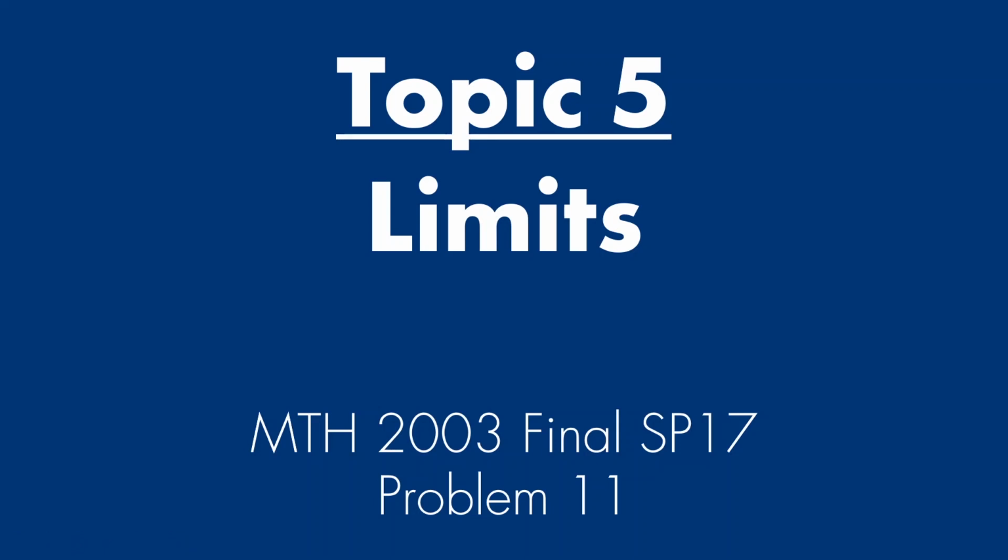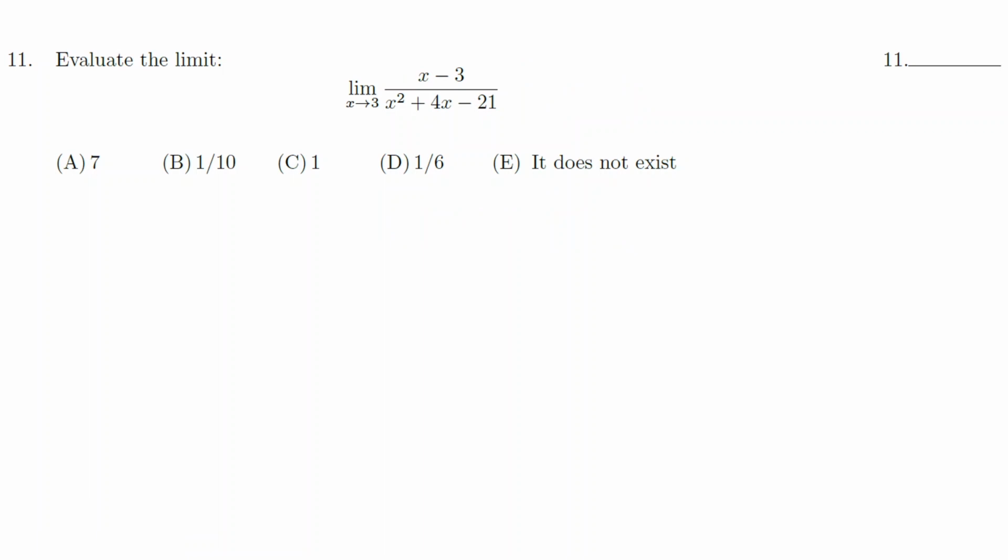Here, topic 5, limits. We're going to be looking at problem 11 from MTH 2003, final SP 17. We need to find the limit when x approaches 3 of x minus 3 over x squared plus 4x minus 21. The first thing that you always do when you have x approaches something which is not infinity is what? Plug it in. You plug in x equal 3.